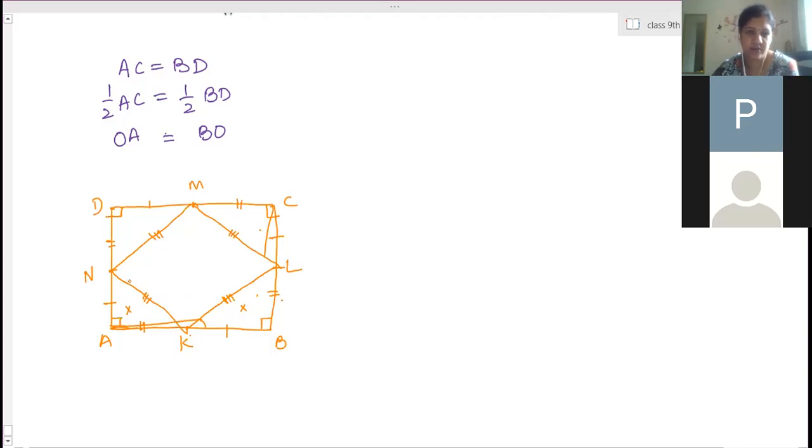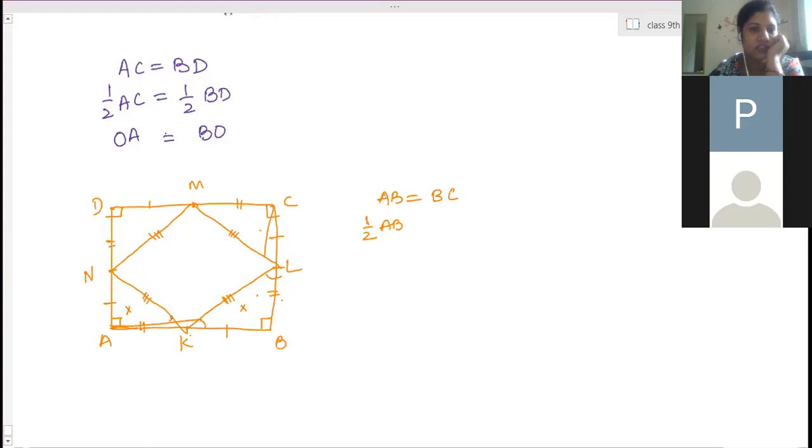Right? So for that, AB is equal to BC you have to do. AB is equal to BC we know. So half of AB, half. Angle LKB and KNA are equal. So whatever angle BLK will be, that will be NKA.